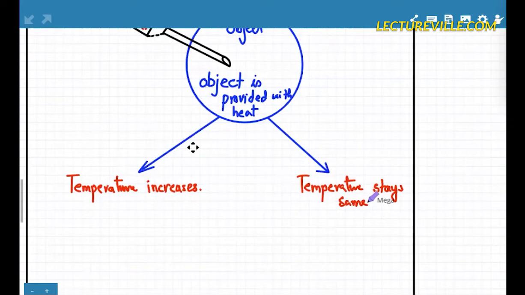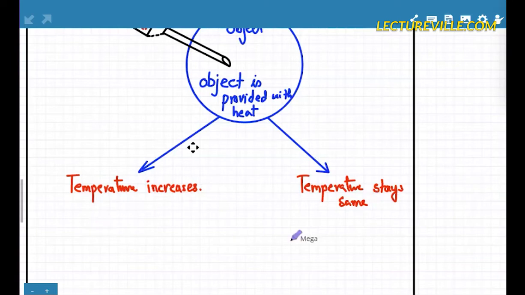And when does that happen? What are the conditions for that to happen? We provide heat energy to an object, temperature increases, that makes sense. But if temperature does not increase, how can we explain that? What is happening? What is happening to the heat energy I'm providing to the system? Now, here are the details.